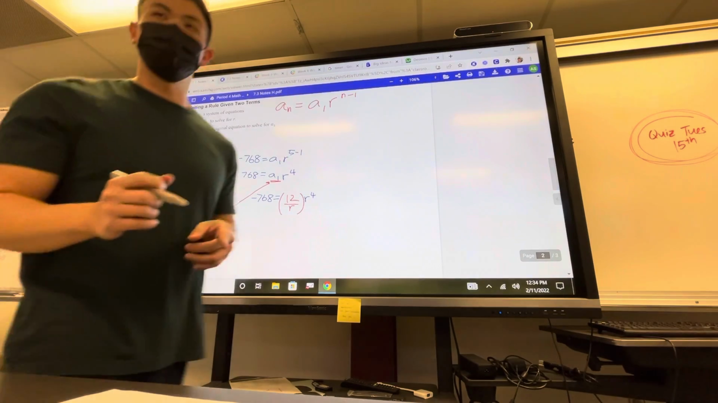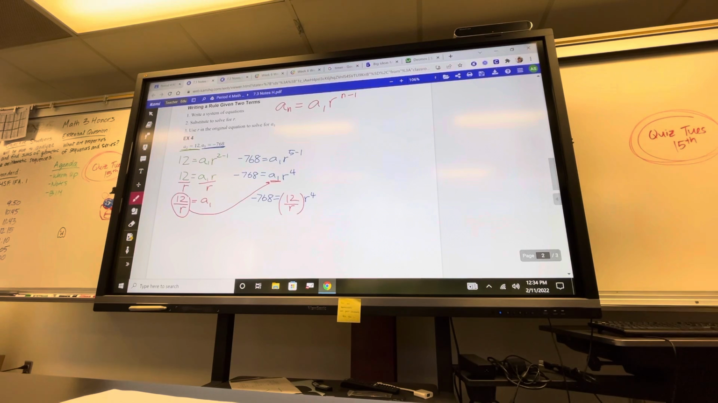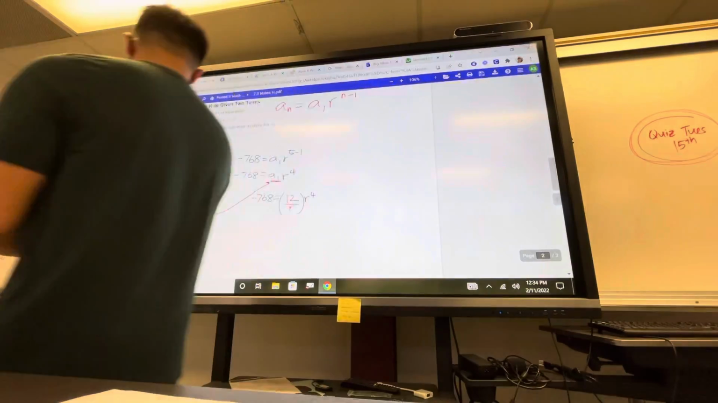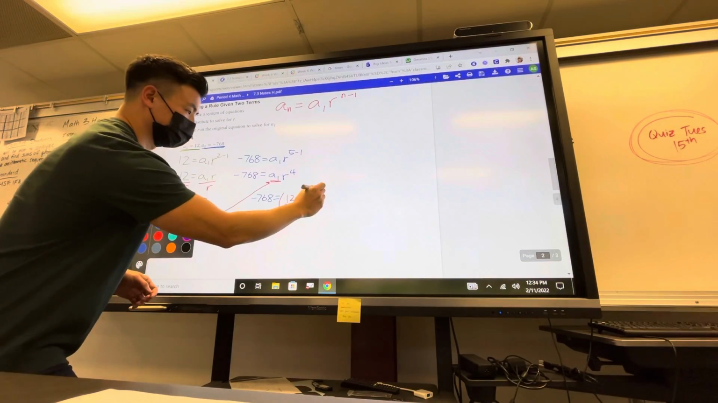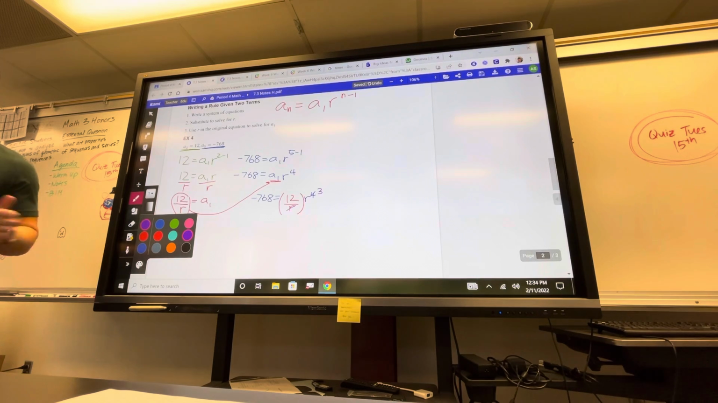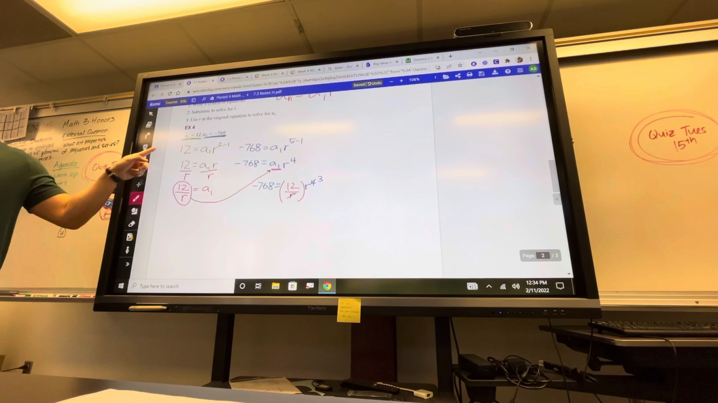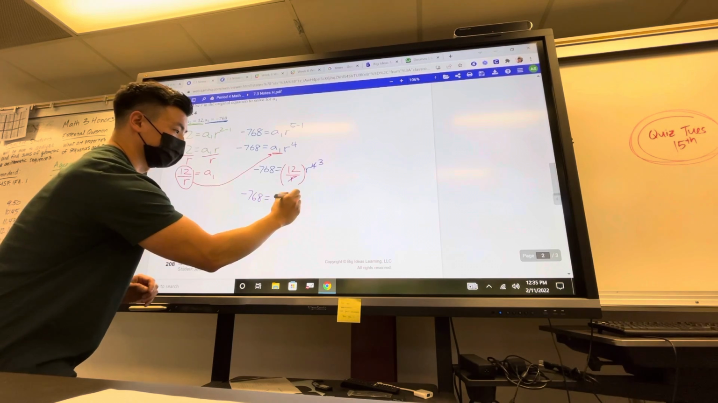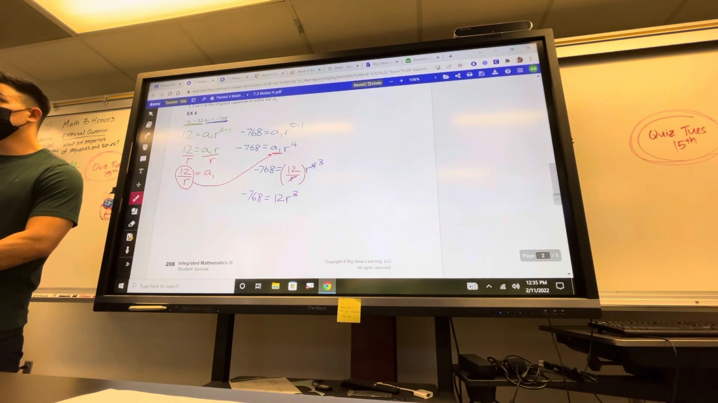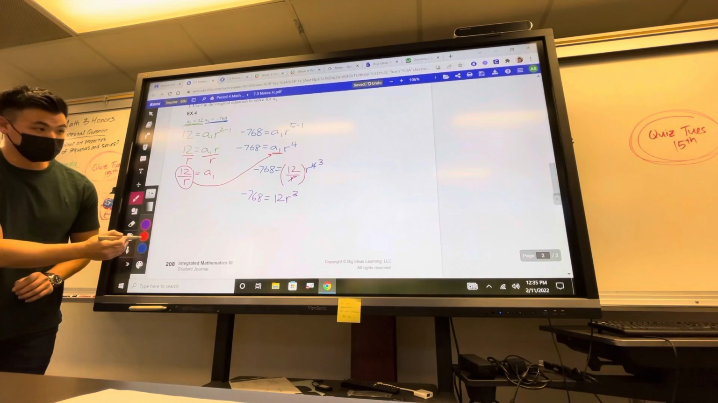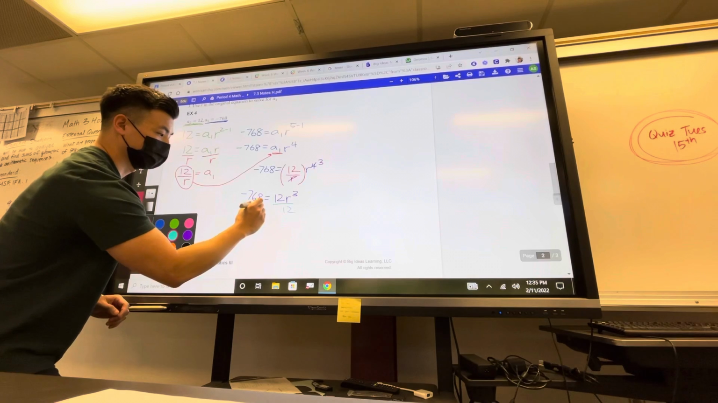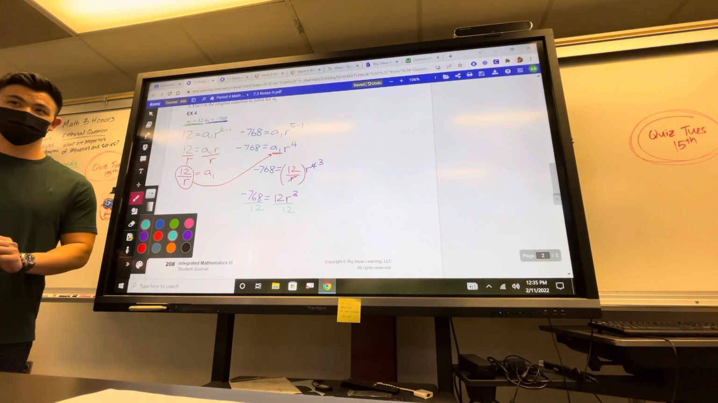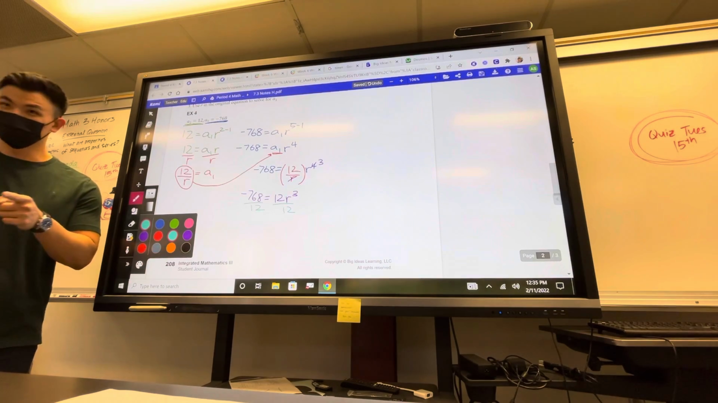So I have 12 r to the fourth over r, right? Can I simplify that down? If I have four r's in my numerator and I have one r in the denominator, I can cancel them out and I'm left with how many r's in the numerator? Three r's. So now I have negative 768 equals 12 r to the third power. Can I solve for r? Yeah. Absolutely. I can divide both sides by 12. And I get negative 64.